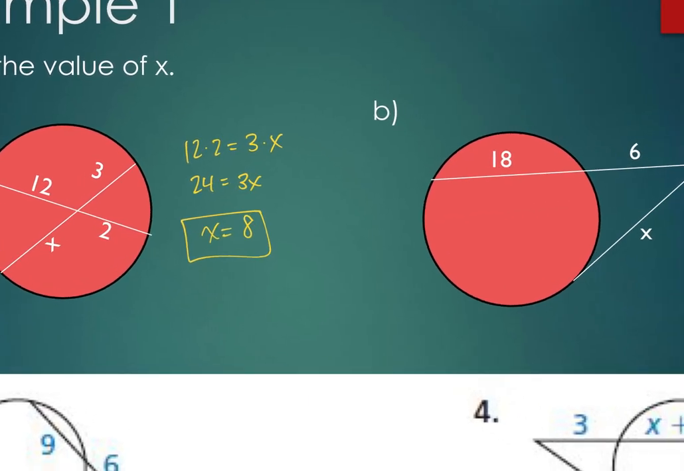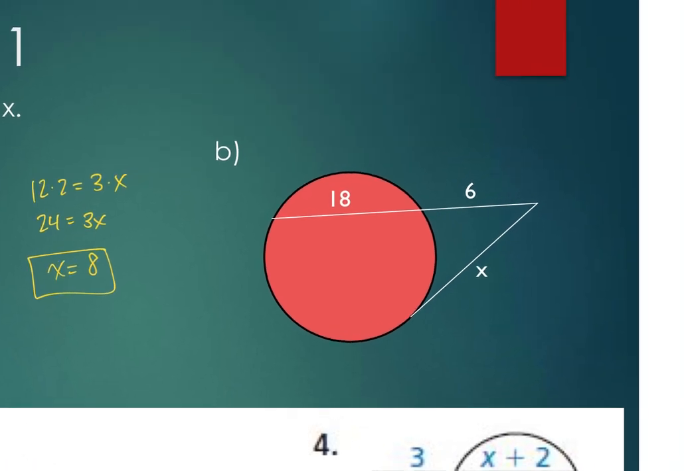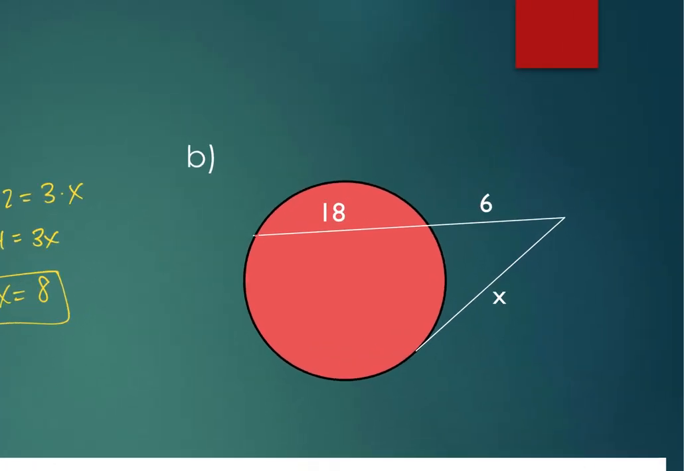Now, B is where things look a little different, okay? Is this an example of two secant segments, a secant and a tangent, or two tangents? Secant and a tangent, okay? So we're going to take the whole of the secant. What would the whole of the secant be, guys? It would be 18 plus 6. Do you guys see that? So the whole of the secant is 18 plus 6.